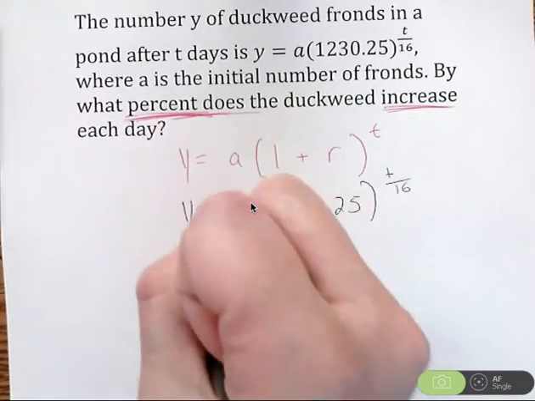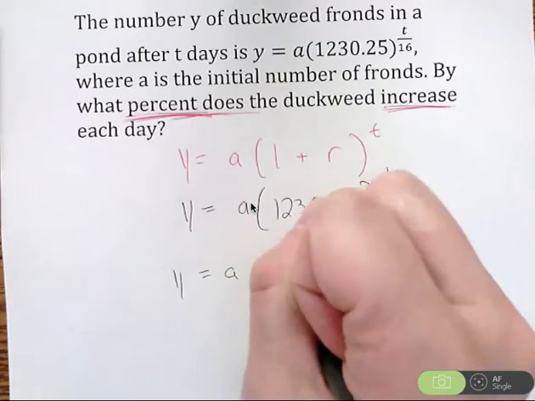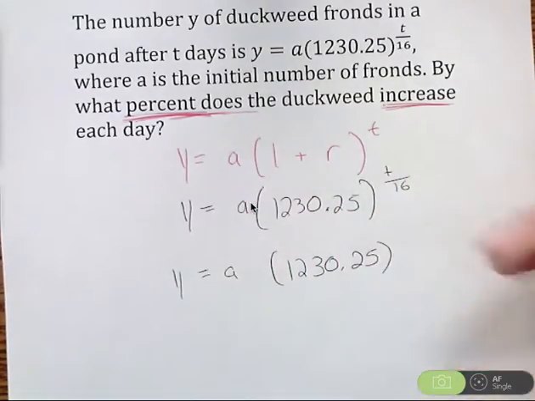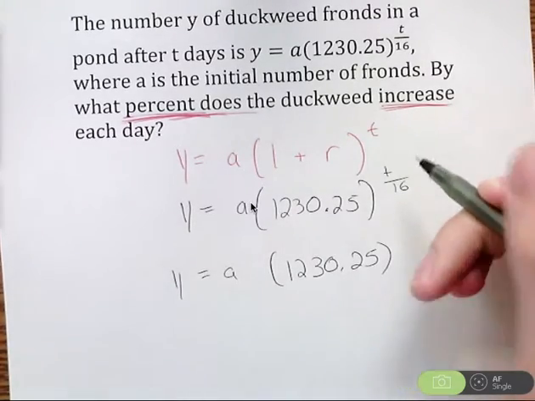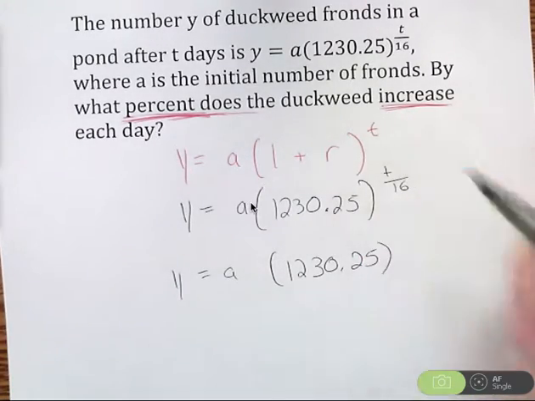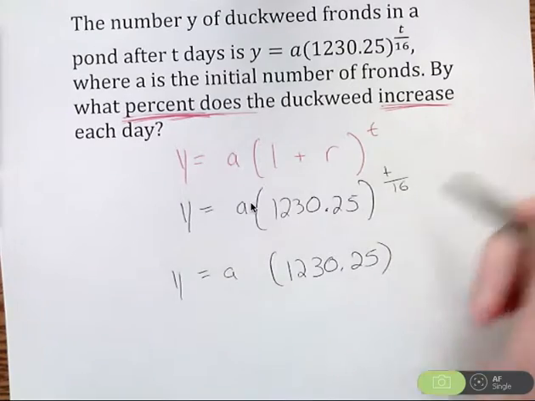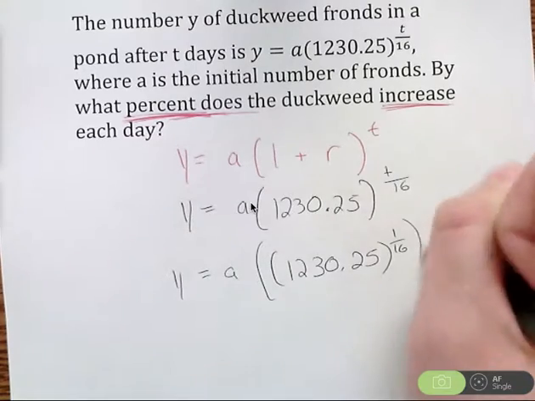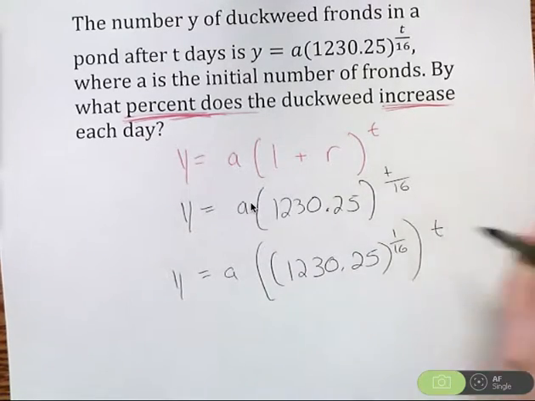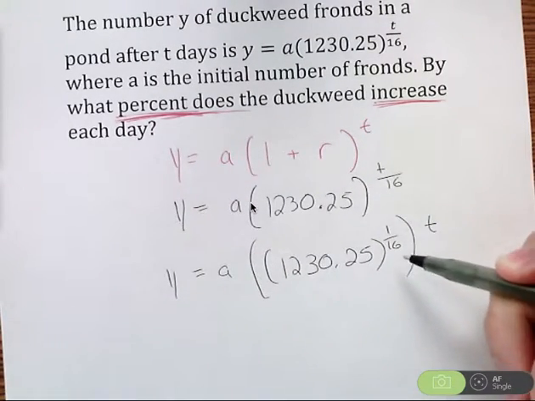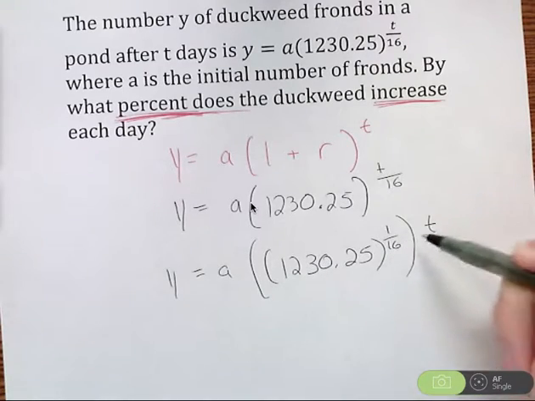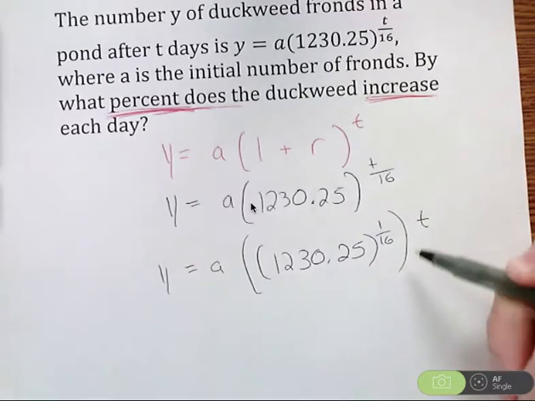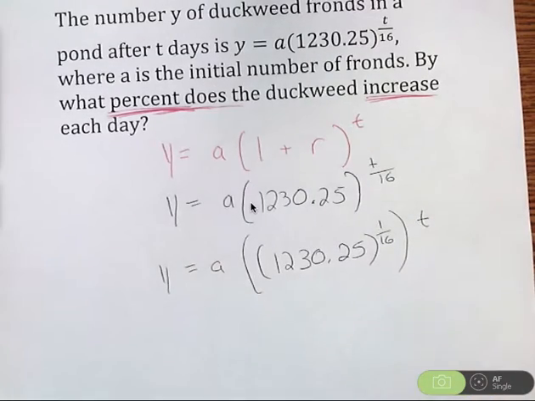So we're still dealing with y equals a times 1230.25. Again, we want to separate the t from the 16 so we can get our equation to look a little bit more like this. So notice how 16 is on the bottom. So what I'm going to do is that's the same as 1/16 to the t. So take this 16, it's on bottom. If we took 1/16 times t and multiplied these together, this would be the same as t divided by 16. So I'm separating the 16 and the t.